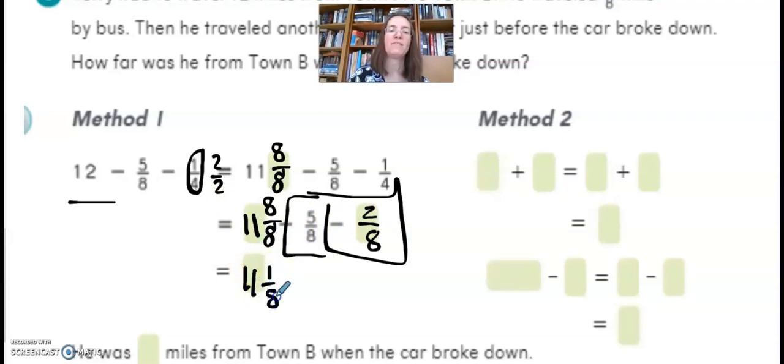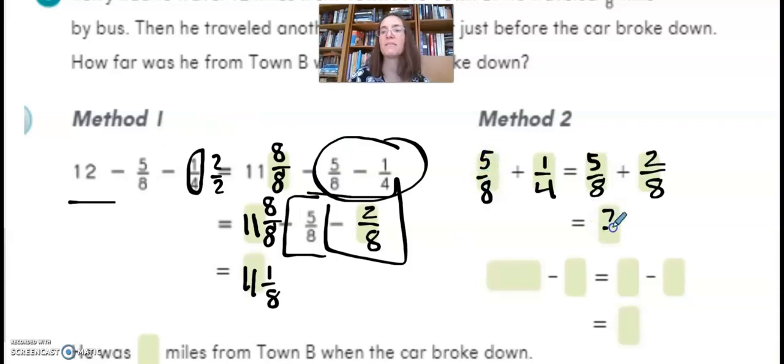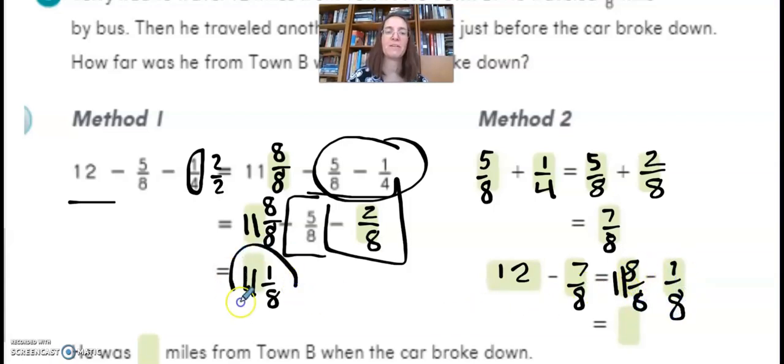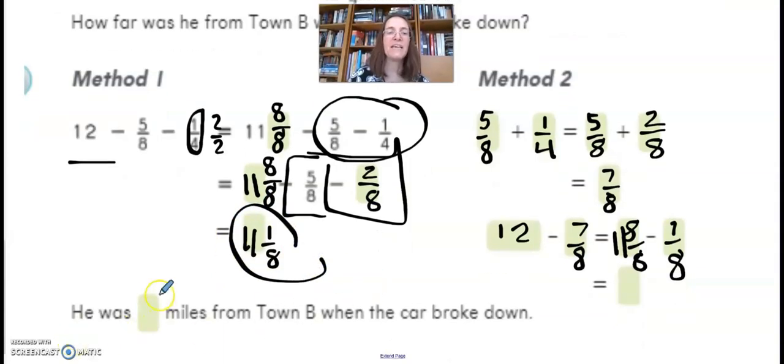and 1/8 miles. Method 2 would be to take these two and put them together. And we're going to use the same denominator. So this comes together to be 7/8, and then of course we would have 12 minus 7/8, and we would then change that to 11 and 8/8 minus 7/8, and I'm not going to write this anymore. You're going to get back to here. Then here's the sentence. He was 11 and 1/8 miles from town B when the car broke down.